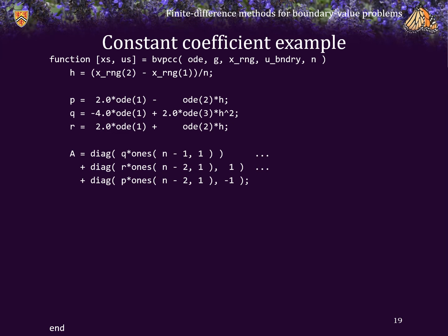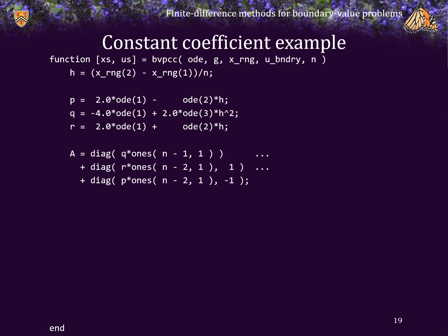Now, the first one has 1s. That creates an n-1 by 1 matrix, which is essentially an n-1 dimensional column vector of 1s, and this is scalar multiplied by q. So this creates a vector of n-1 q values. We pass this on to diag, and this creates a diagonal matrix with those n-1 entries on the diagonal. Of course, the result is an n-1 by n-1 matrix.